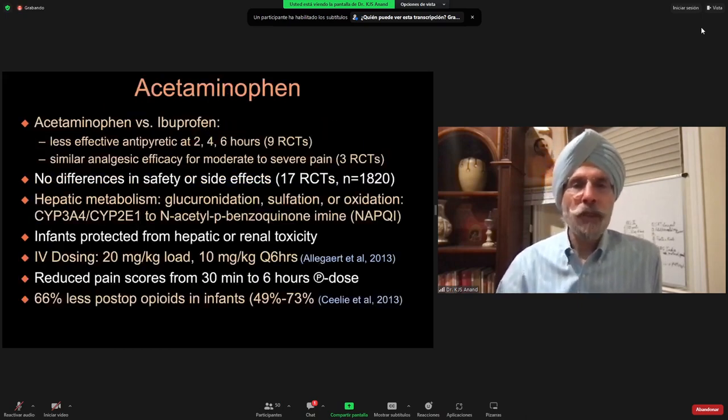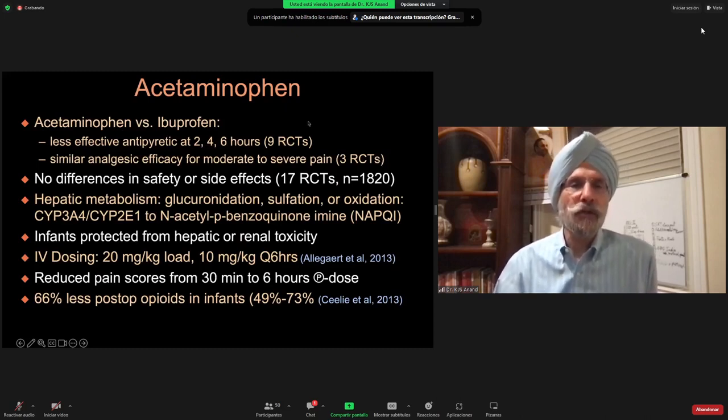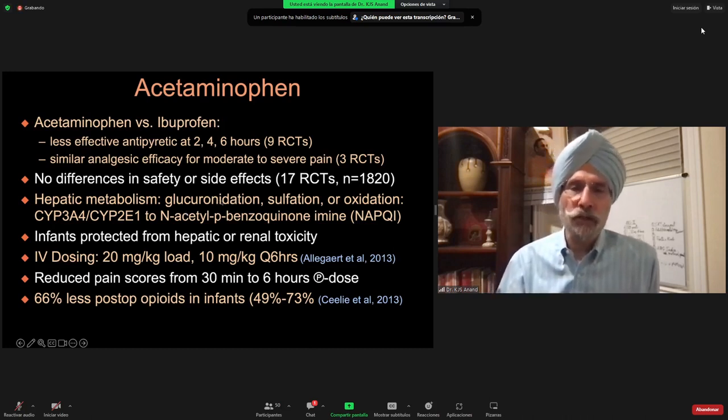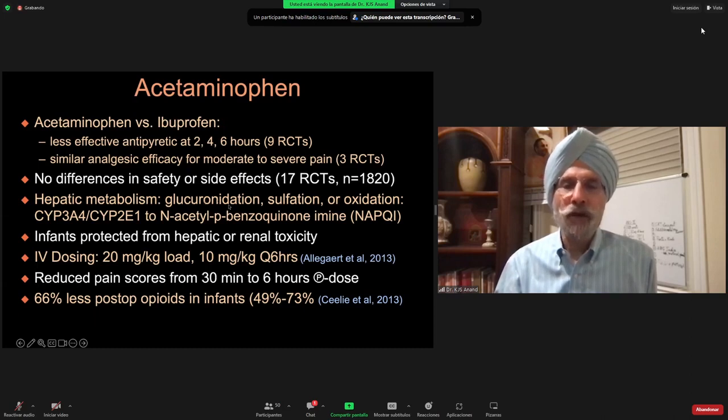I'm sure you're very familiar with acetaminophen, or paracetamol, as it's called in Europe. It has a similar analgesic efficacy as ibuprofen does. There are no differences in safety and side effects. Acetaminophen is metabolized through three different pathways. One is glucuronidation, and the other is sulfation. In newborns, the glucuronyl transferase pathway is not very developed, so most of the drug is sulfated.